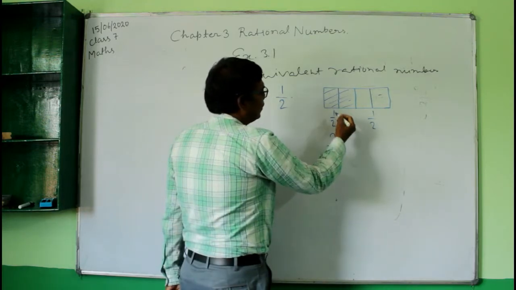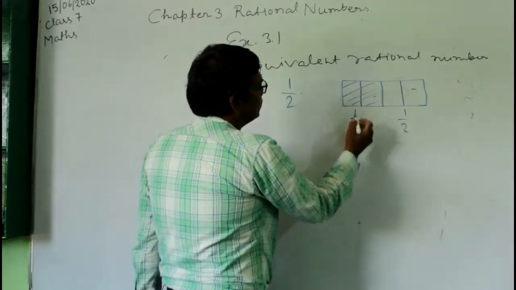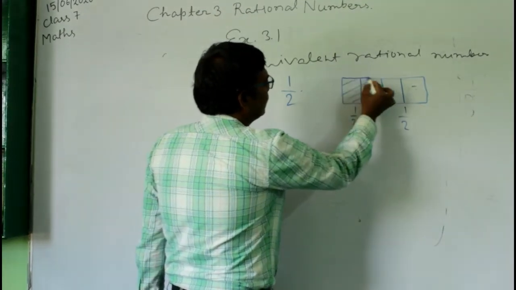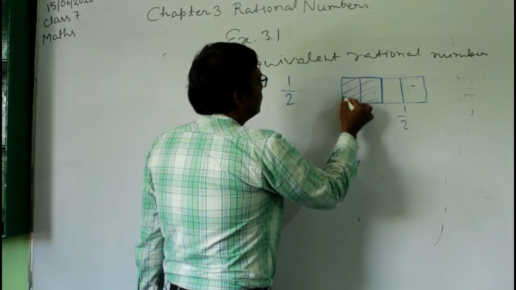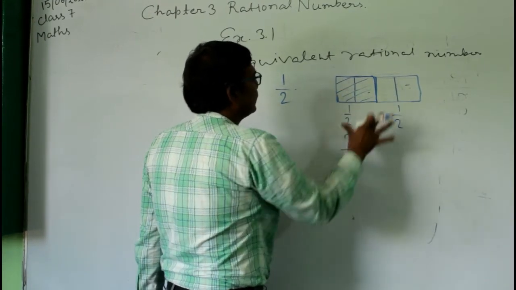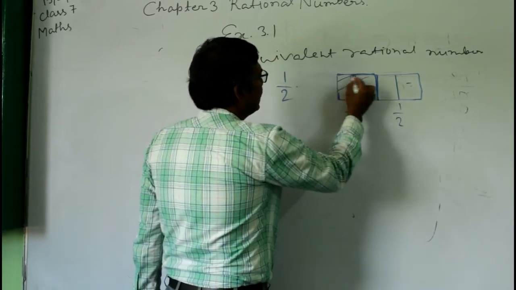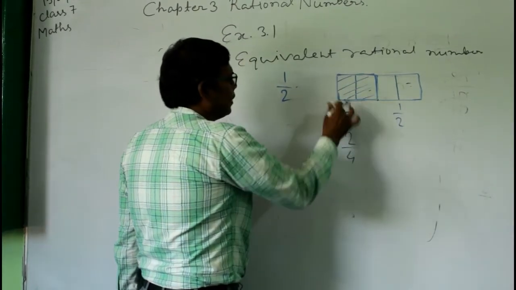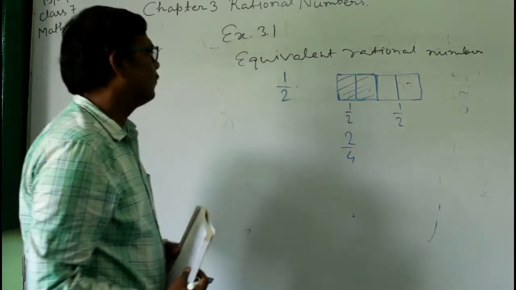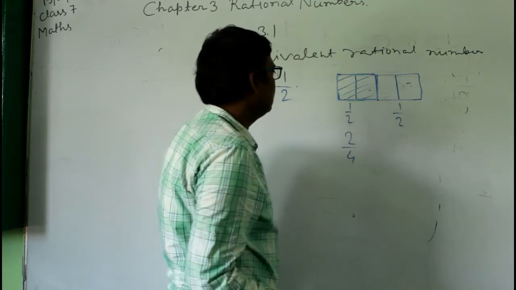And again, now see that this is 2 by 4 here. That is now 1 by 2. This 1 by 2 represents this part, right? When we say 1 by 2, then this half part represents this part here. And when you say 2 by 4, then again this represents the same part here. So 1 by 2 and 2 by 4 are equivalent fractions. In this way, we can find many equivalent fractions.